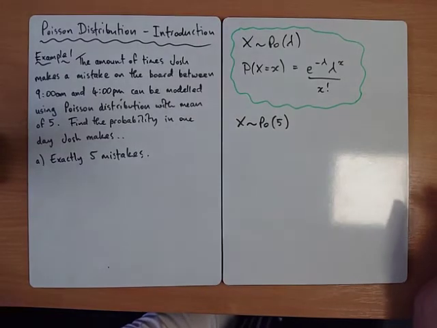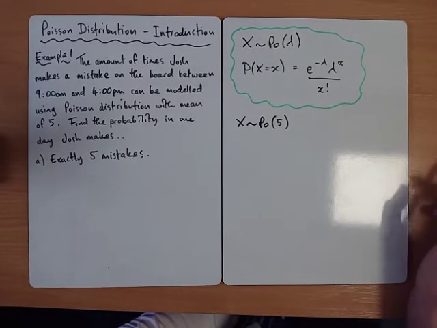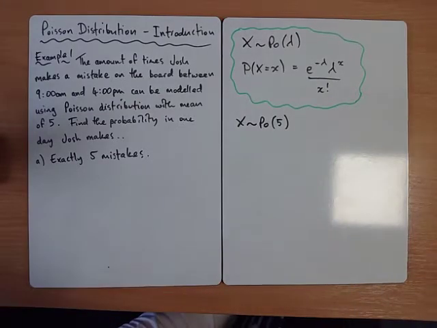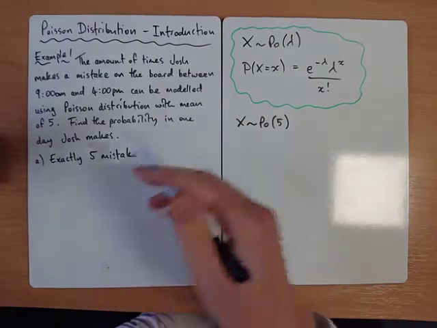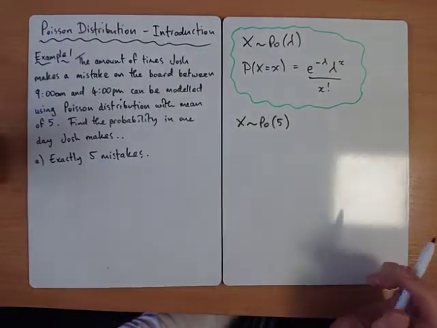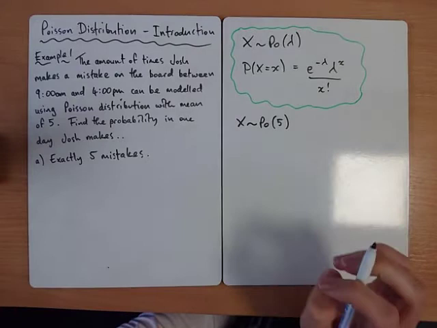But if you think about it, on every day, I'm not going to make exactly 5 mistakes. Some days I might make 4 mistakes, some days I might make 6 mistakes. But in general, if something can be modelled by a Poisson distribution, we're able to calculate the probabilities of different numbers of events happening within that time period.